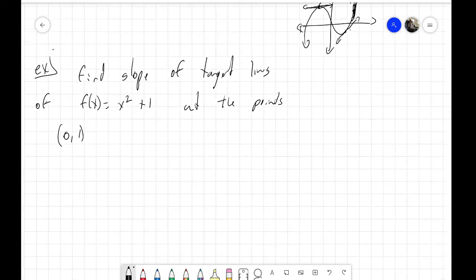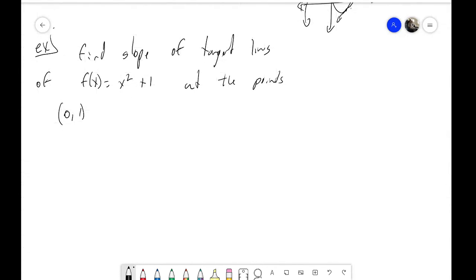Okay, so let's see what happens. At 0, 1, what do we have? Well, we still have to use our new definition of the limit. So that's the limit as delta x goes to 0 of f of x. In this case, f of x is x squared plus 1. This is, again, the limit as delta x goes to 0 of x squared plus 1. But I'm right away going to substitute using the formula from before.